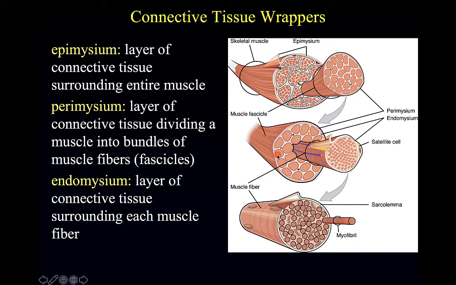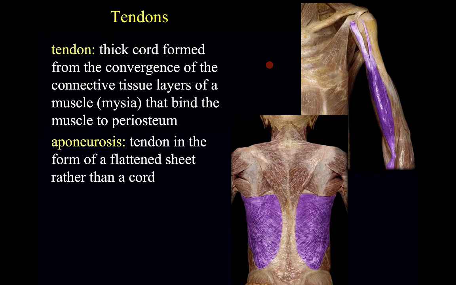Each one of them has this endo, meaning inside, endomysium wrapped around it, but they are wrapped up in perimysium to form a muscle fascicle, and multiple fascicles are wrapped in epimysium to form an individual muscle. Now, we do, of course, get a convergence of these connective tissue layers to give us these thicker pieces of connective tissue that do important things.